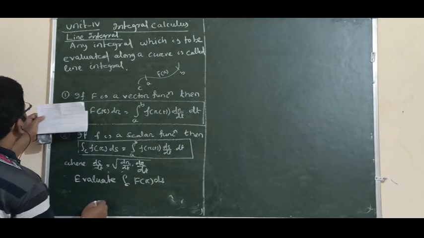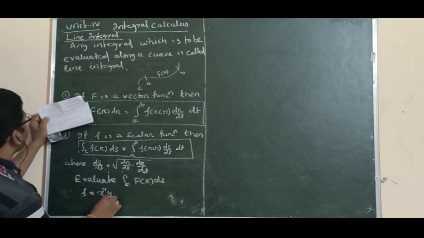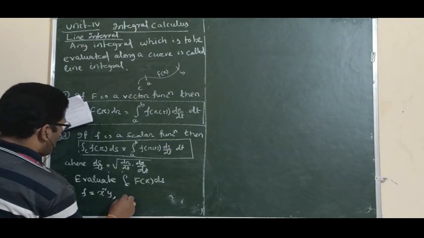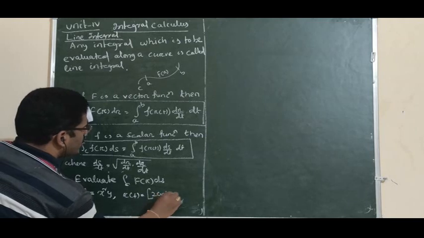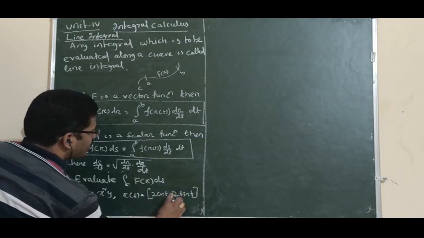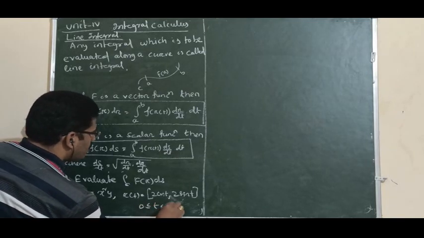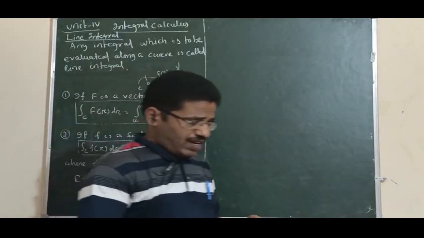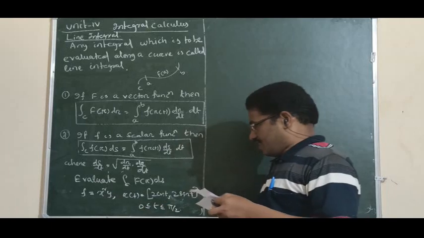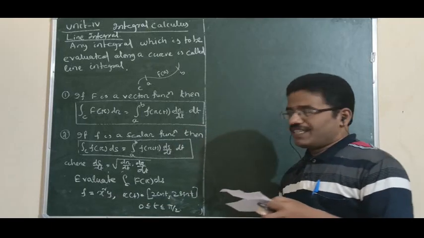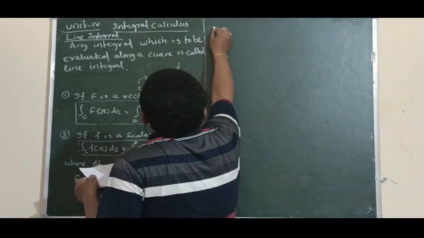In question number 2, you are given f equal to x square y and r of t equal to (2 cos t, 2 sin t), and t is between 0 to pi by 2. This is the second question of the second formula. Because it is a scalar function, it is in parametric form, and the limits are given, so we will calculate.